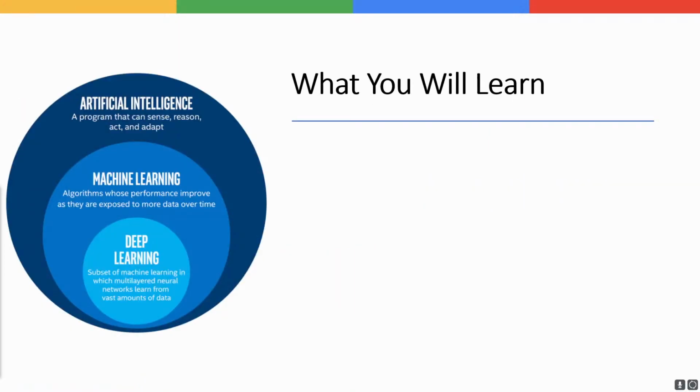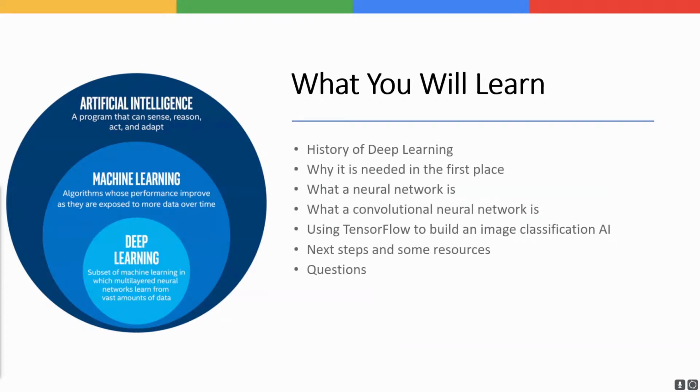So, what will you learn in the next hour or so? We'll start it off with some history on how deep learning came to be, why it's even needed in the first place, what a neural network is, what a convolutional neural network is, then the more practical portion on using TensorFlow to create an image classification AI. Then we'll end it off with some next steps for those wanting to learn more, and then some questions. If you have any questions along the course of this workshop, try to save them, as it probably will be answered later on in the lecture.